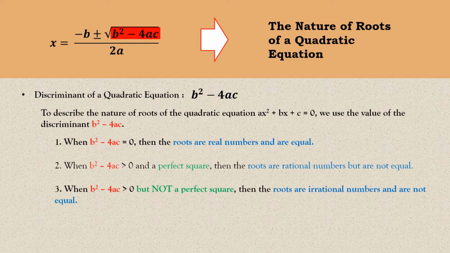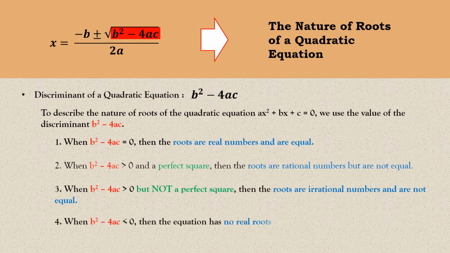Next is, so when your discriminant or the b squared minus 4ac is greater than 0 but not a perfect square. Ganina, perfect square na greater than 0. Karon, greater than 0 siya pero dili siya perfect square. Then, the nature of the roots are irrational numbers and are not equal. So, irrational numbers and not equal.